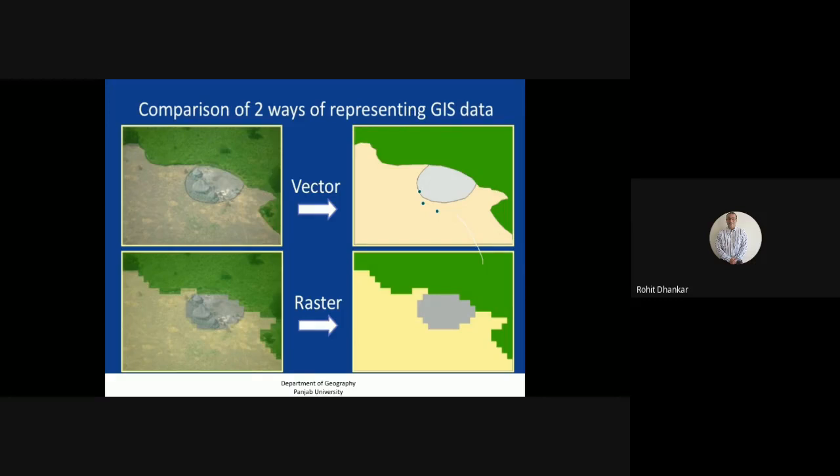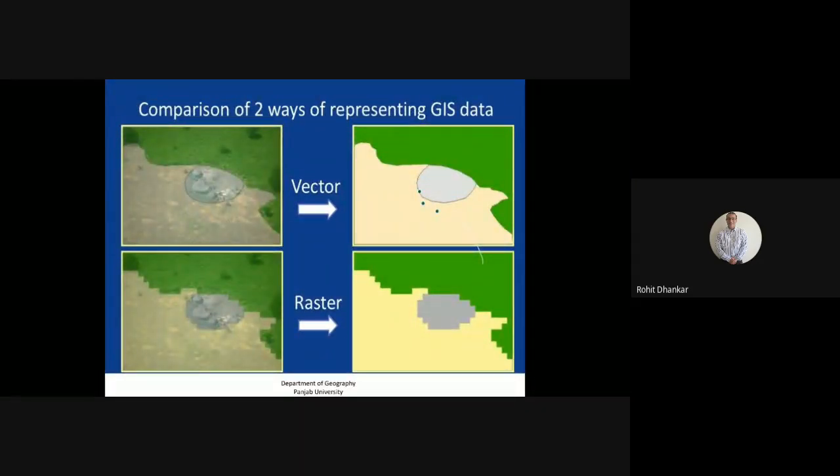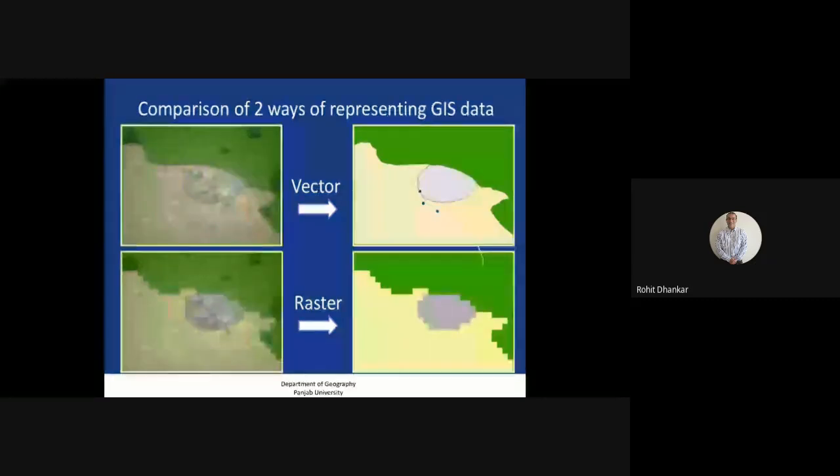Suppose, talking about vector data, the shape of India would be in line and polygon, and the shape of its states like Rajasthan, Punjab, every state and its boundaries. That would be represented with the help of vector data, since we are only talking about boundaries. But if we have an image, every particular pixel of the image will have a value which it will represent. So that would be raster data.